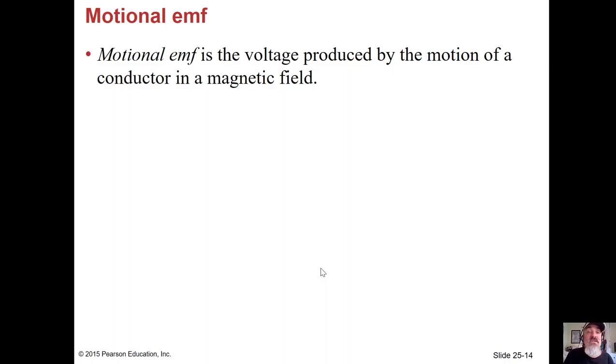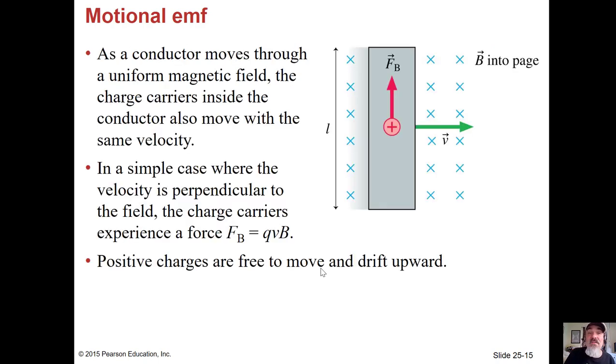So motional EMF is the voltage produced by the motion of a conductor in a magnetic field. So we kind of have an idea about this from the previous chapter. If you take this iron bar, and it's a conductor, it doesn't have to be iron, you move it to the right, there's a magnetic field into the page, so there's a magnetic force on a positive charge to this side, leaving this side negatively charged, and you can set up a potential difference that way. Okay, so the magnetic force is qvB, that's from the previous chapter.